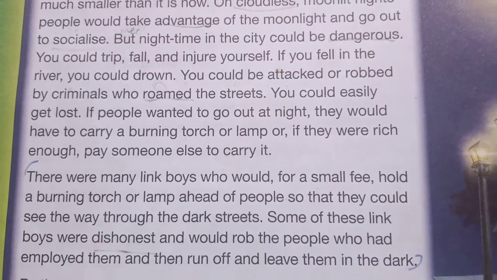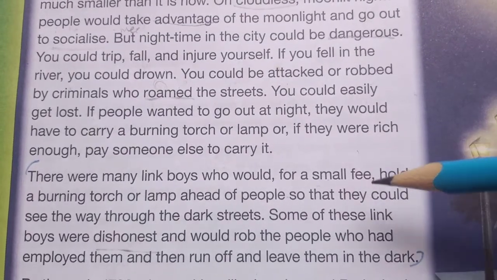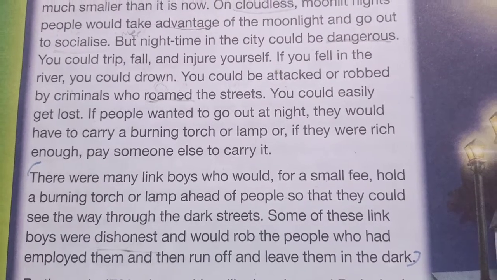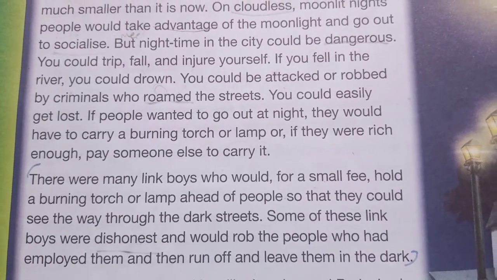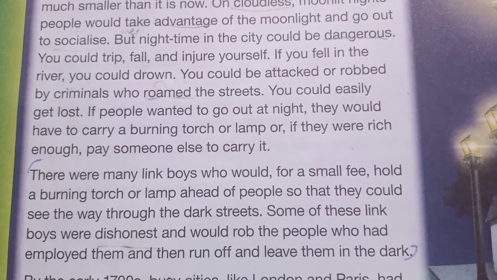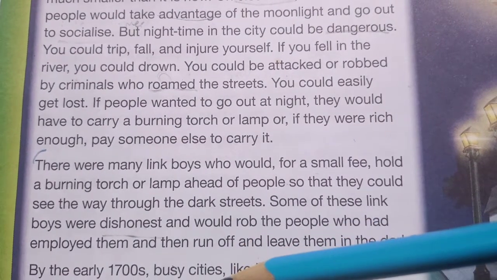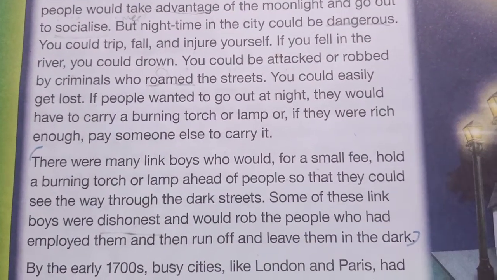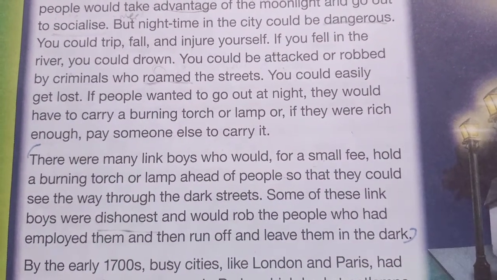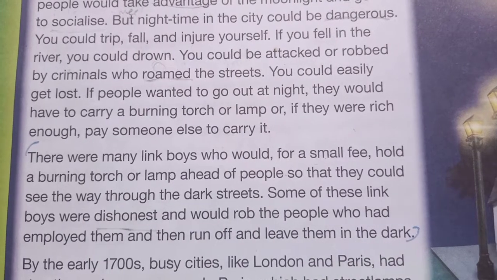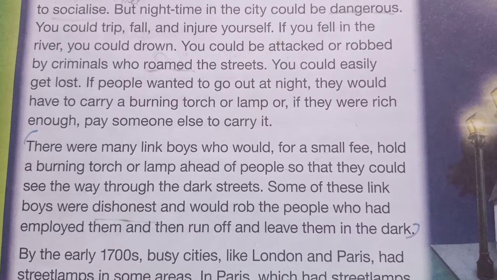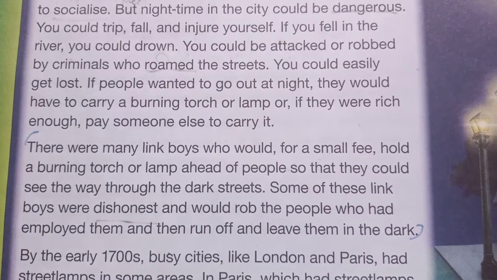So earlier people used to hire some of the link boys, some of the boys who could hold a torch or some light for them, so that they could have some light ahead of them and they could easily cross the roads or reach their destination at night. But sometimes some of the link boys were dishonest and they used to rob the people who they were showing the way and then run off and leave them in the dark. So it was of no use, or some little use, but it was not enough for the people to have light in the night.